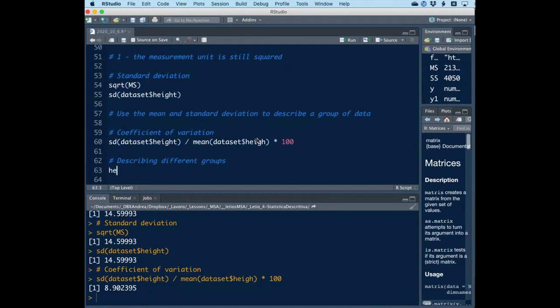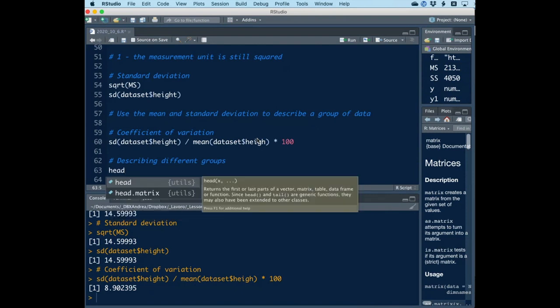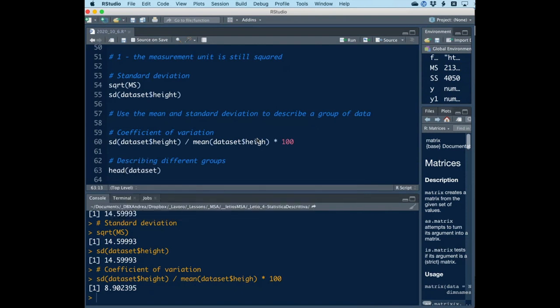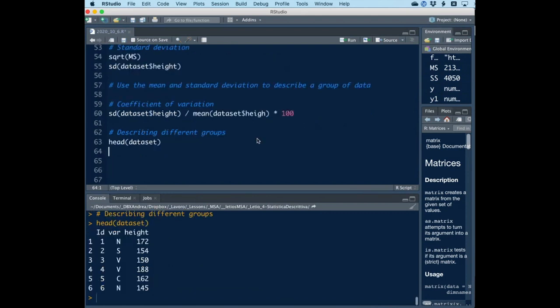I'll use this function here, head of the data set. It shows the first 6 lines of a data set. It is very important because I can get an idea about the data set. And you see that we have different groups. We have different genotypes. So we have measured the height for plants belonging to different genotypes.